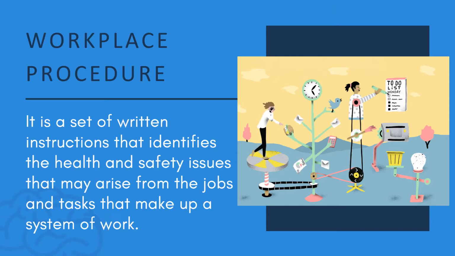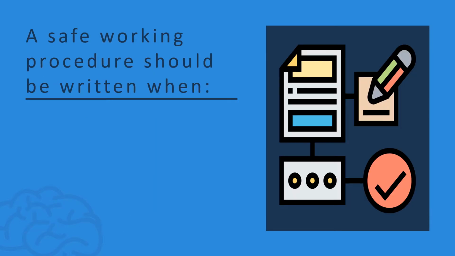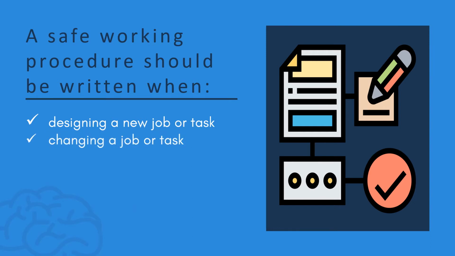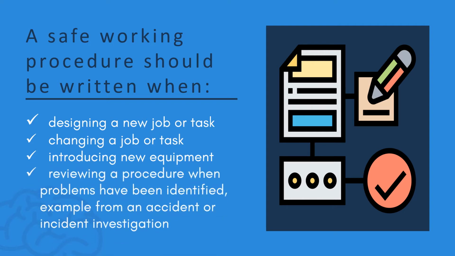First, we discuss workplace procedure. When you say workplace procedure, it is a set of written instructions that identifies the health and safety issues that may arise from the jobs and tasks that make up a system of work. A safe working procedure should be written when, of course, number 1, designing a new job or task, changing a job or task, introducing new equipment, and reviewing a procedure when problems have been identified. Example, from an accident or incident investigation.